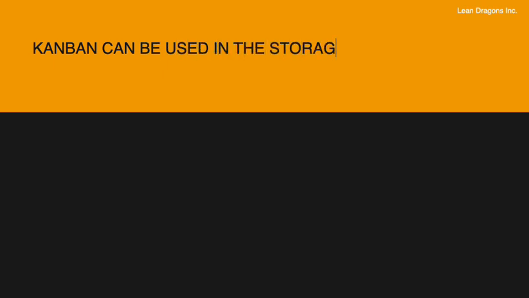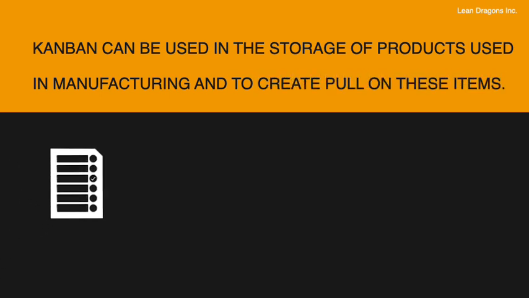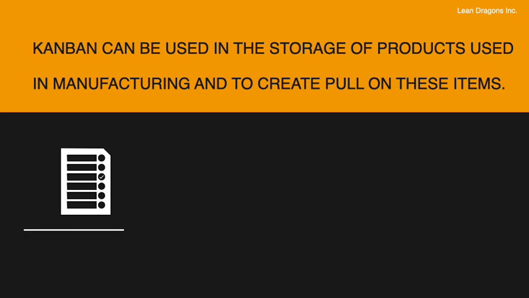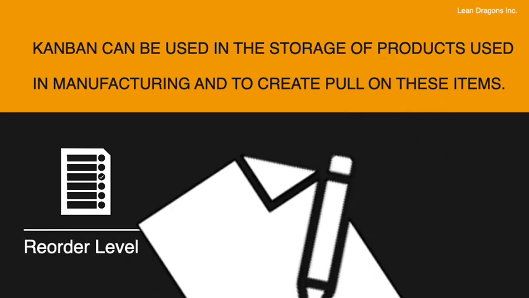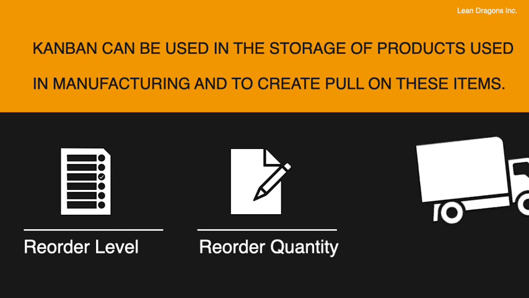There are many kinds of Kanbans and I will be addressing them in all areas of your organization. But this episode will focus on small manufacturing units. Kanban can be used in the storage of products used for manufacturing and to create pull on these items. Once Kanbans are set up and used, they are very effective. Let's look at how they work.